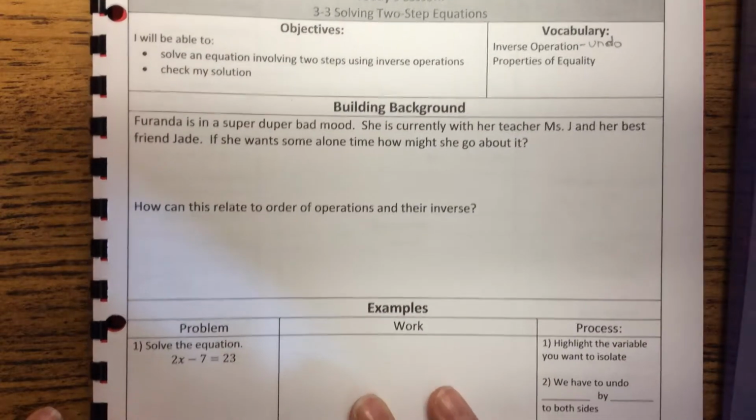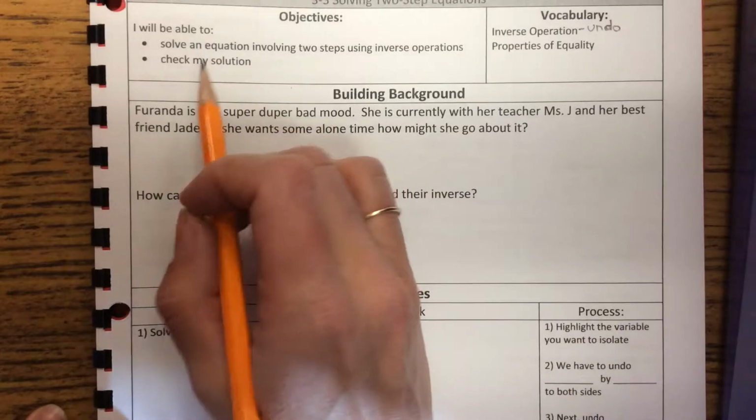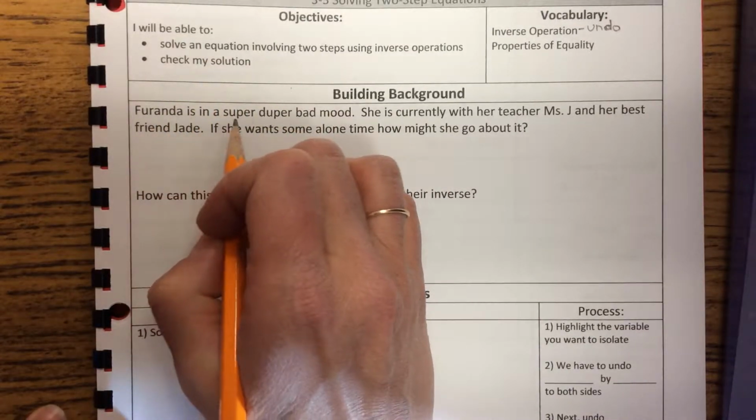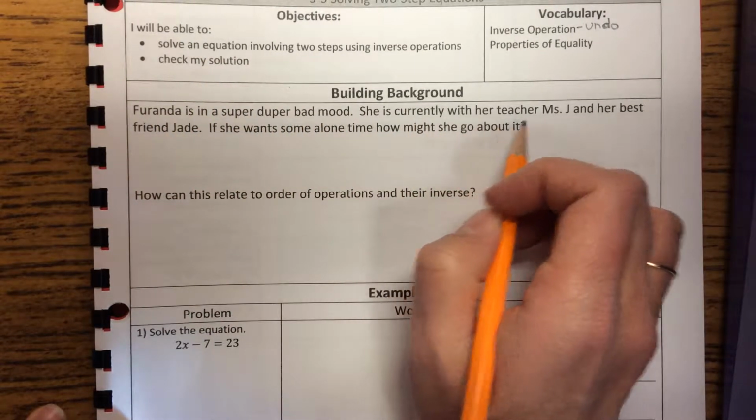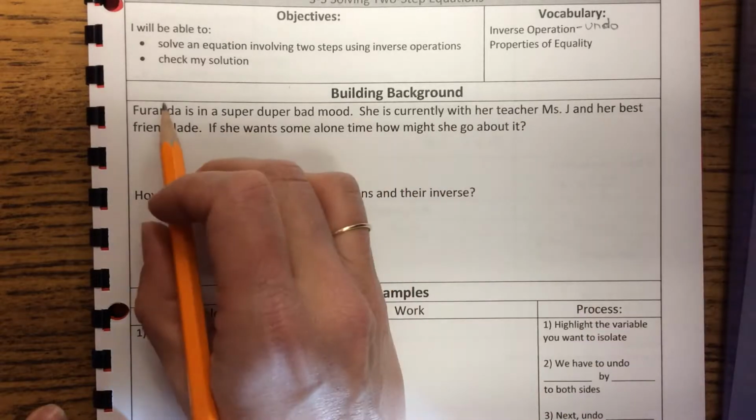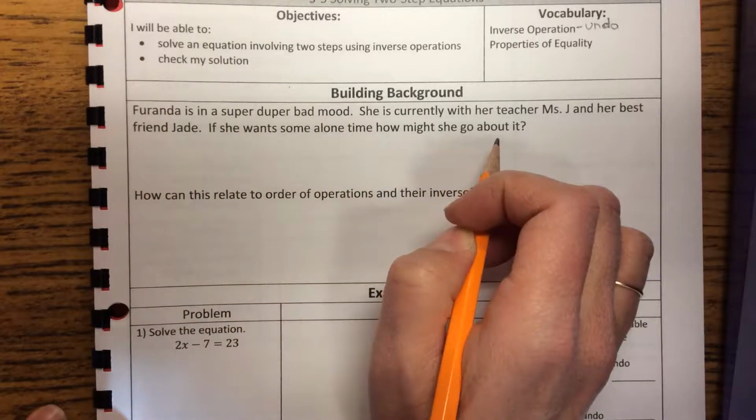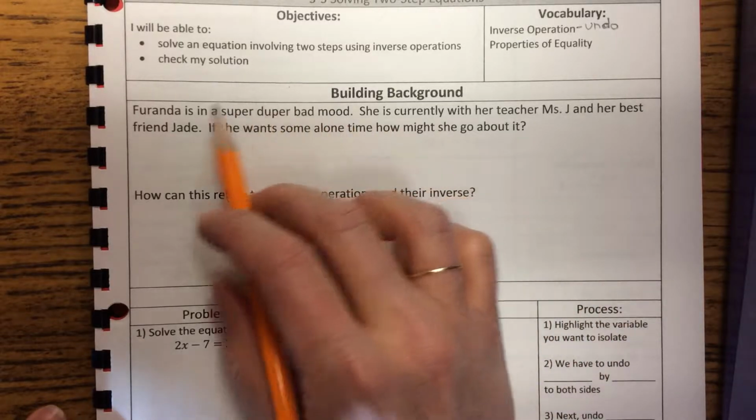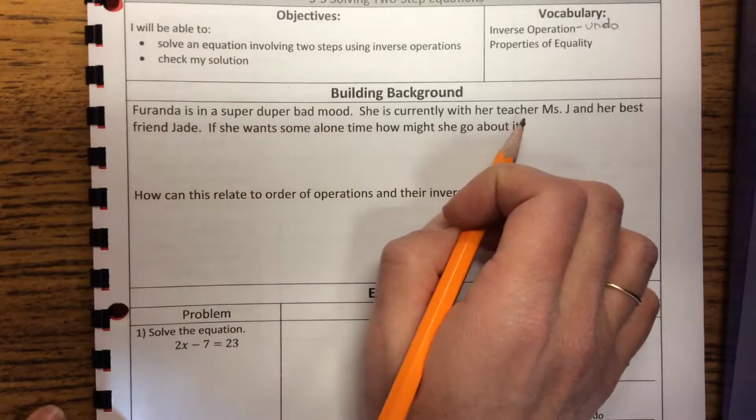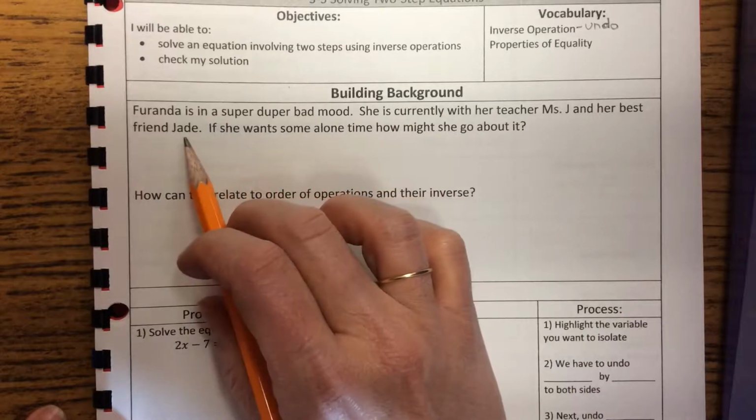Let's start with our building background. It says, Ferranda is in a super duper bad mood. She is currently with her teacher, Ms. J, and her best friend, Jade. If she wants some alone time, how might she go about it? So we need to figure out how to get her alone. She's with two other people, her teacher and her best friend.